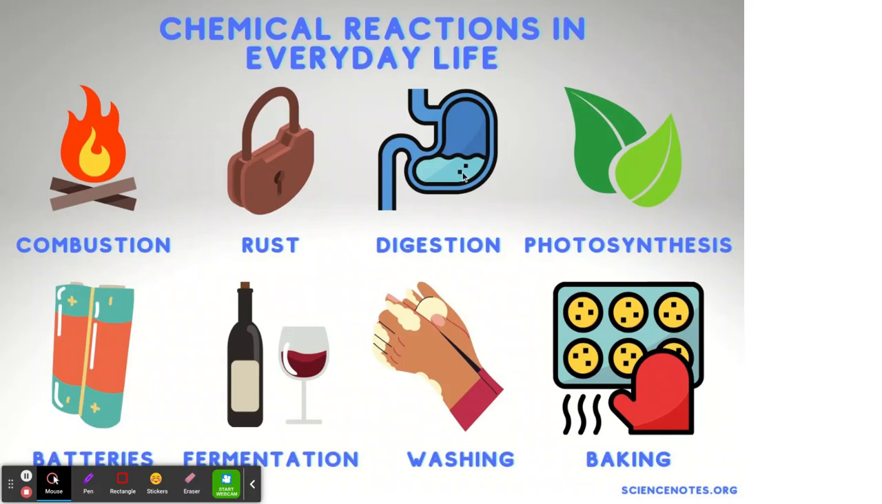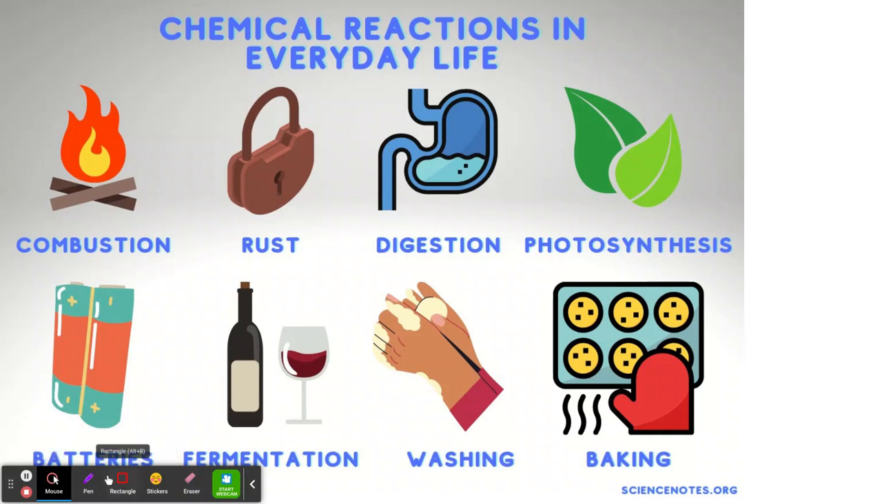And here's a few more. We talked about photosynthesis, digestion, rust, combustion, fermentation, right? For wine and beer. You're turning it into something new. You're taking the grapes and the yeast, you're fermenting it, you're aging it, and it turns into wine. So that grape juice turned into wine with a little help from yeast. So that is chemical changes.